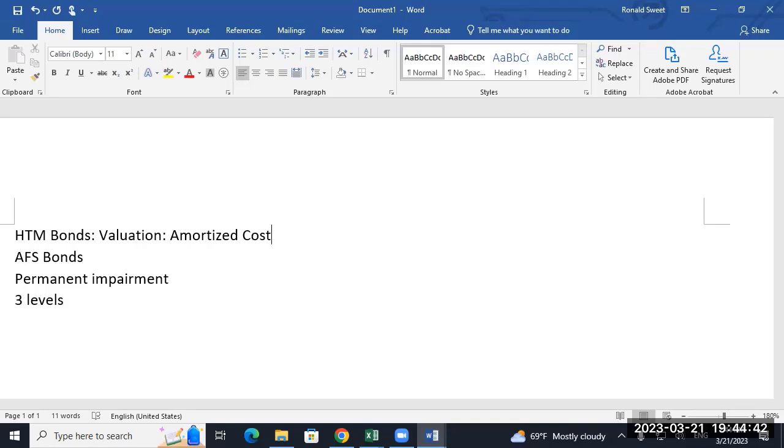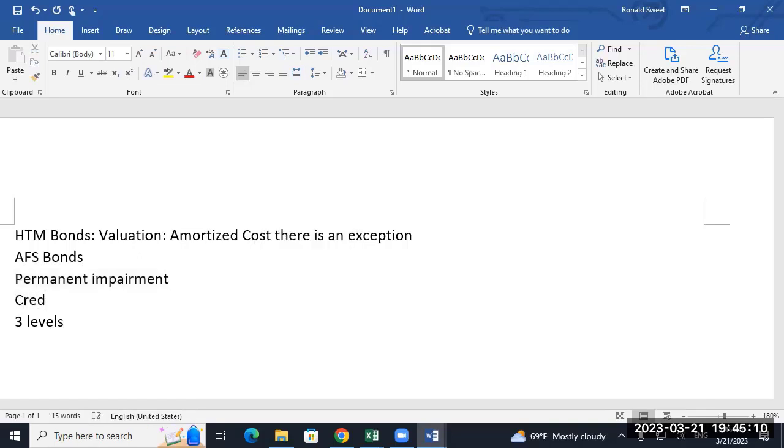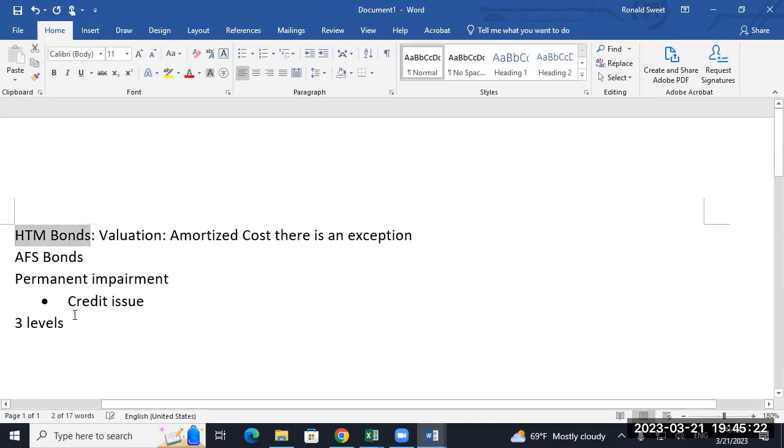So amortized cost, but there is an exception. What's the exception? Permanent impairment. If a bond's permanently impaired, you have to write it down to market value, even if it's in held to maturity. What does permanent impairment mean? Well, that was the big debate. We didn't know because it wasn't defined. A bond that's not likely to get back to par value, but in what time framework? We normally thought of this as a credit issue. A bond's price is falling because they have a credit issue, so you write it down. That doesn't taint your entire held to maturity portfolio, but you do have to write that one bond down.